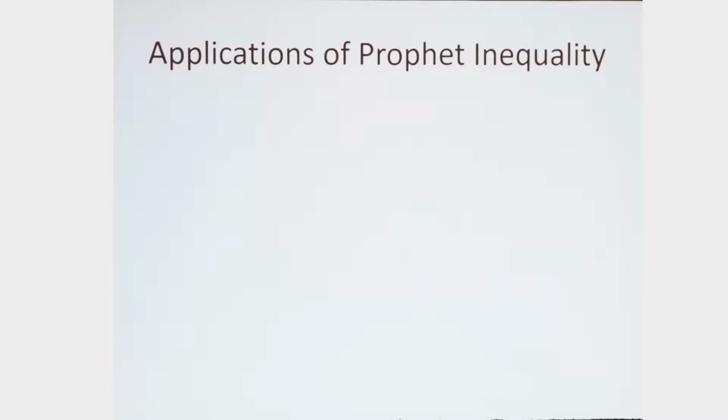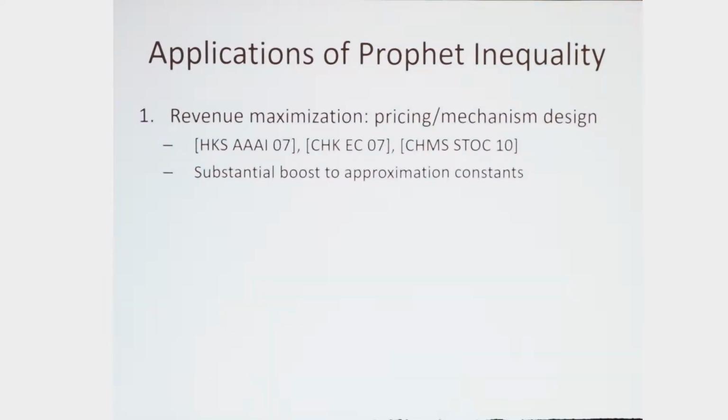So instead, I'm going to talk about applications of profit inequality and how our community came to like it so much. It's mostly motivated by applications in mechanism design. The first line of work was on revenue maximization, or pricing. It all started in 2007 with the HKC paper, and then people obtained pretty impressive results for multidimensional mechanism design problems for unit demand buyers.